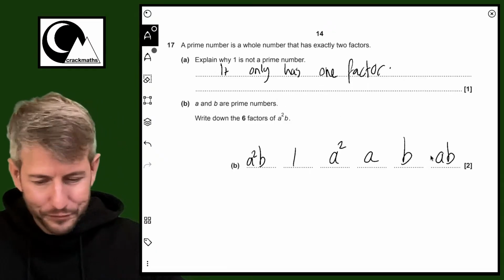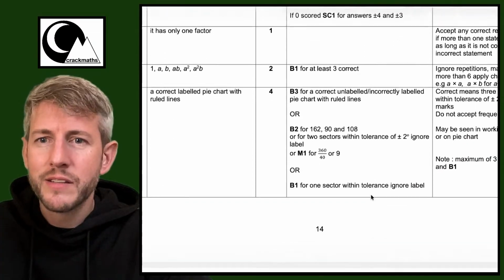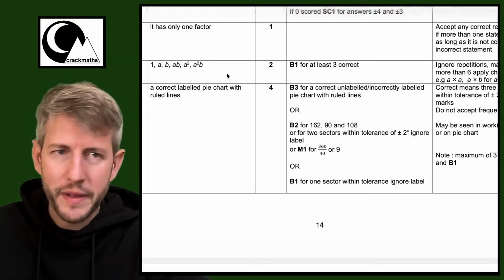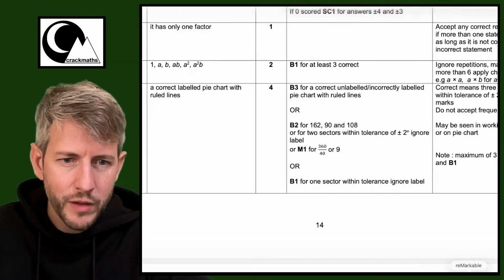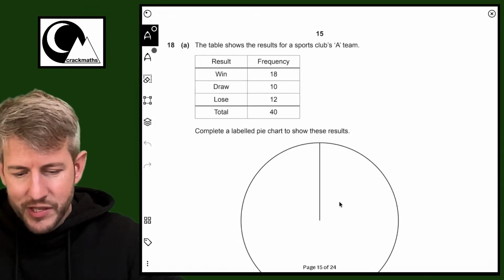Okay, right, let's mark that to check that that's correct. So here we go. 1, a, b, ab, a squared, a squared b. Perfect. Right, let's have a look at the next question. Question 18.